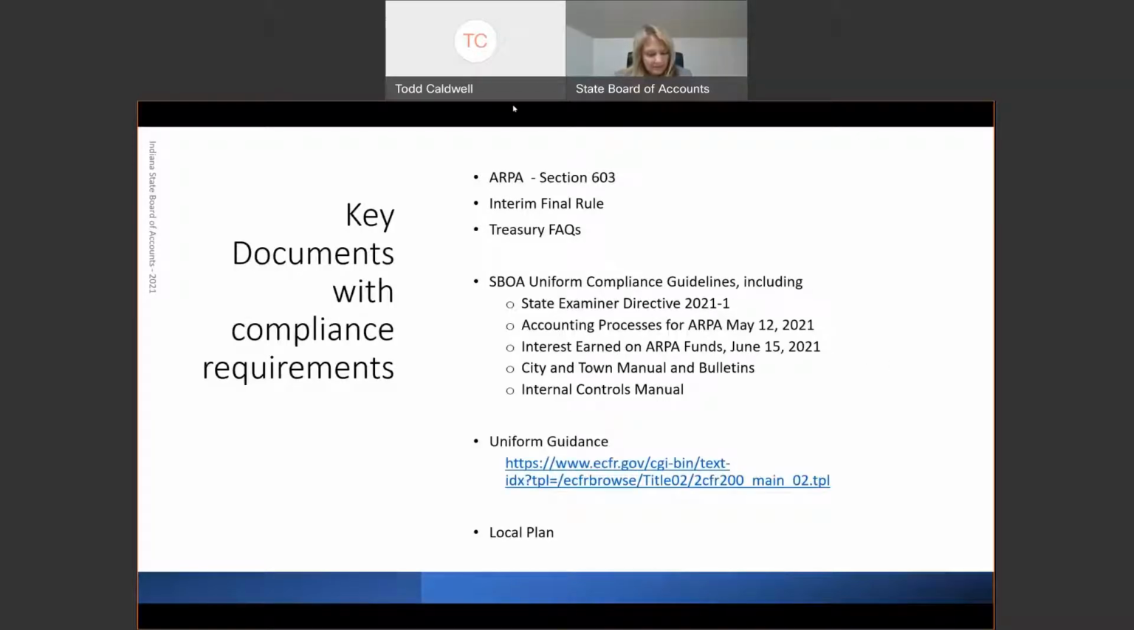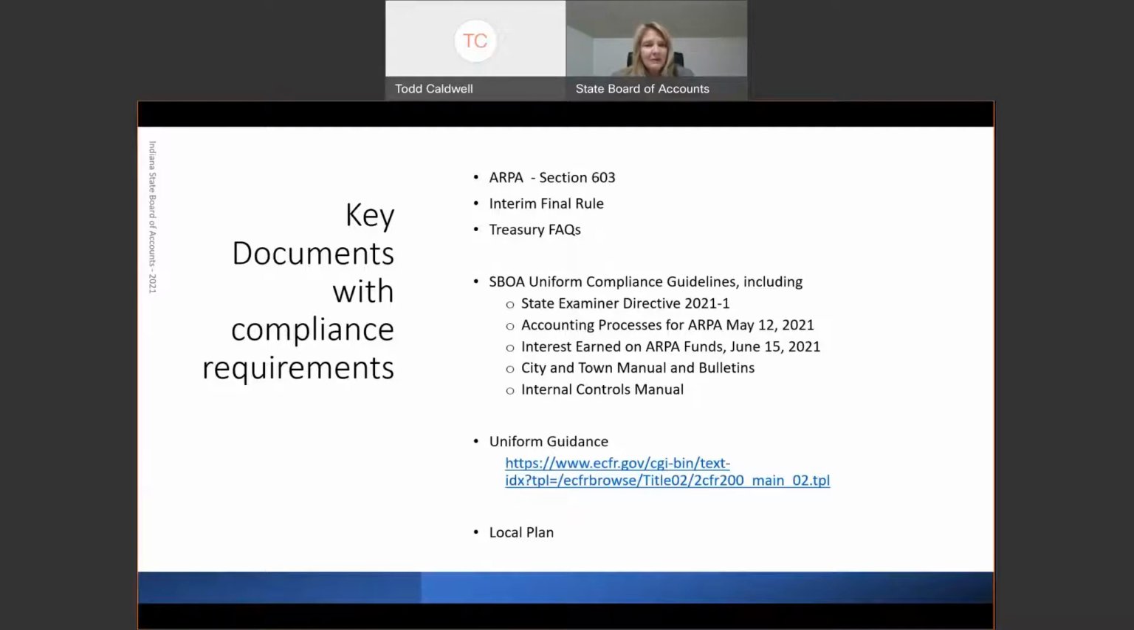Okay, on the next slide, there are several key documents that you're going to want to keep handy with this. The first one, of course, is the Act, Section 603, that has those major categories. The second one is the interim final rule that gives a lot of explanations of what the goal is for the ARPA. The third, Treasury frequently asked questions. There are a lot of questions that I know all of you have had that are addressed in that document. All of those are available on the Treasury website. And then there's one additional document that I should have listed there, and that is the compliance and reporting guide.